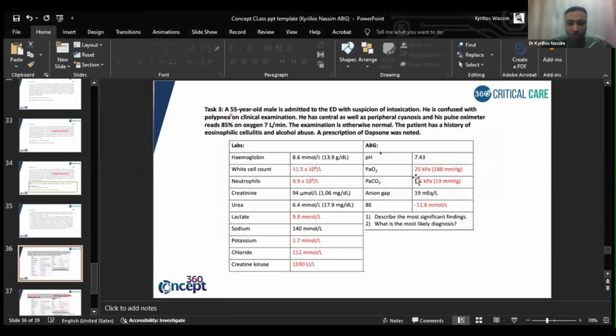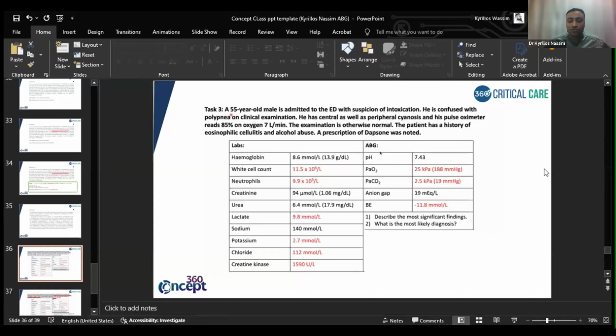A 55 years old male is admitted to the ER with suspicion of intoxication. He is confused with polypnea on clinical examination. He has central as well as peripheral cyanosis. His pulse oximeter reads 85 on oxygen 7 liter. The examination is otherwise normal. The patient has a history of eosinophilic cellulitis and alcohol abuse, and a prescription of dapsone is noted.